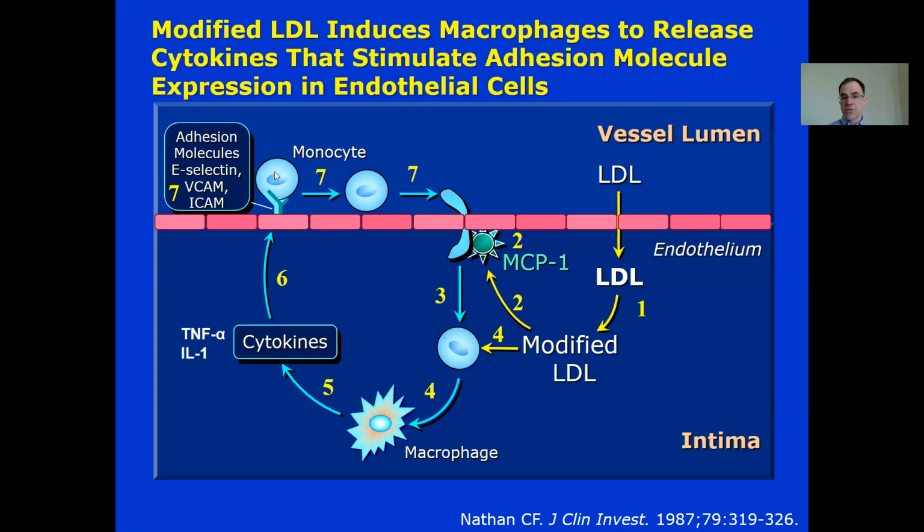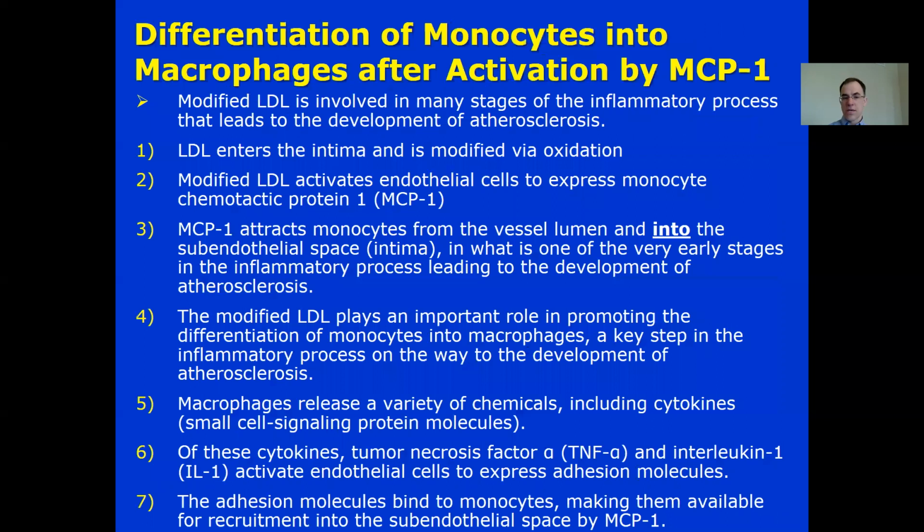So now what happens is you have the rolling and sticking of the monocyte. The monocyte comes in, and through crosstalk the modified LDL will cause the monocyte to change into a macrophage. The macrophage makes cytokines, and the cytokines make the adhesion molecules. More monocytes come in, and you can see that essentially steps 3, 4, 5, 6, and 7 will continue in a vicious cycle to accumulate more and more macrophages inside the coronary artery intima. Again, this is just the written part of what we just talked about.